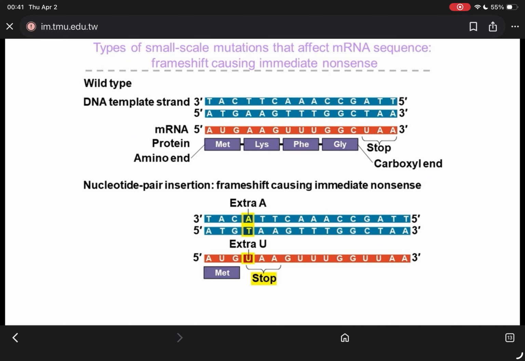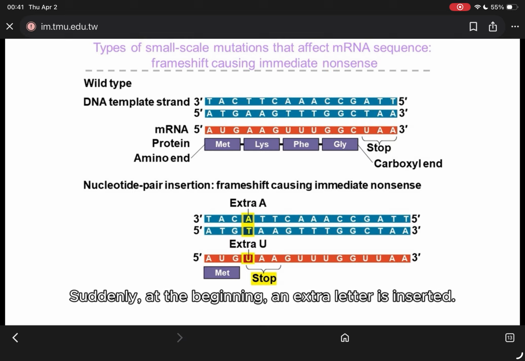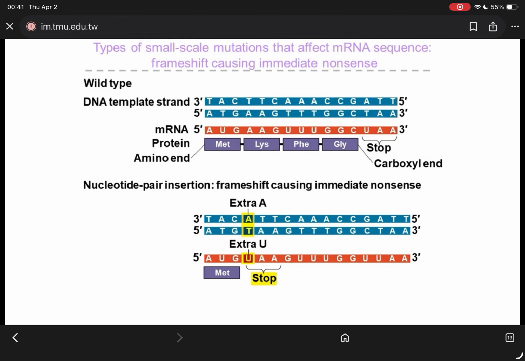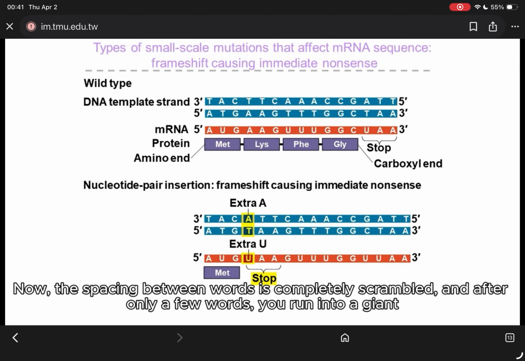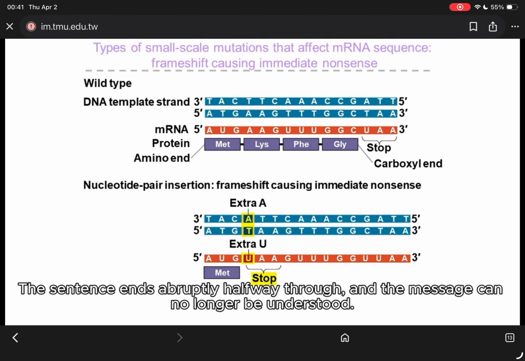Here's a simple analogy. Imagine you are reading an English sentence where every 3 letters form a word. Suddenly, at the beginning, an extra letter is inserted. Now, the spacing between words is completely scrambled, and after only a few words, you run into a giant stop sign. The sentence ends abruptly halfway through, and the message can no longer be understood.